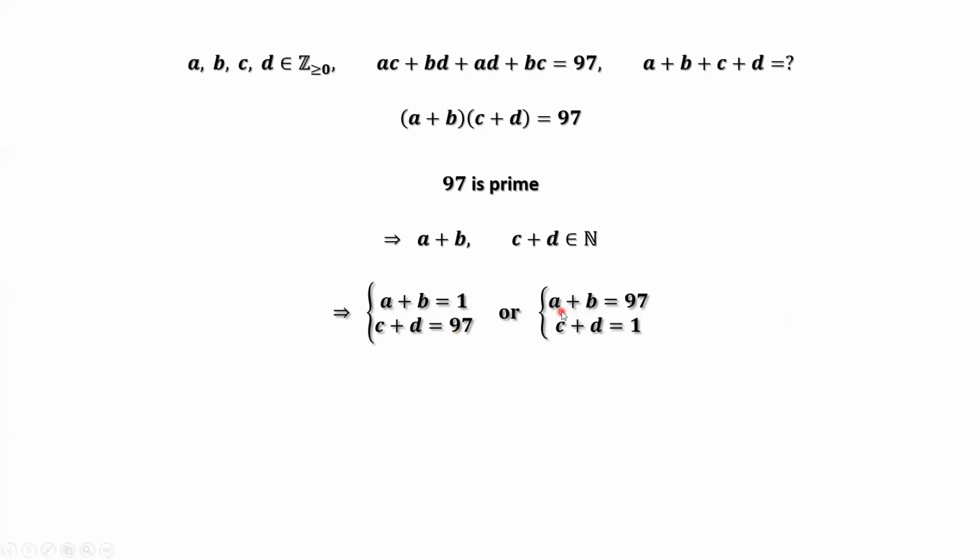Similarly here, A plus B plus C plus D, the right-hand side is 97 plus 1, which is 98. Therefore, A plus B plus C plus D equals 1 plus 97, which is 98.